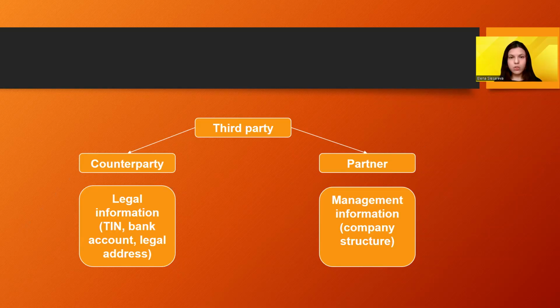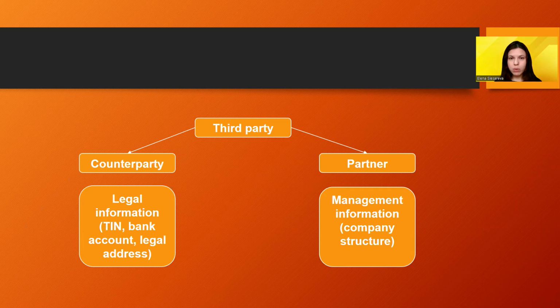Any third party of the company can be registered in two different ways, as a counterparty or as a partner. Let's talk about the differences between them. The counterparties catalog contains the regulated information about the third party. For example, the taxpayer identification number, bank accounts, legal address, and so on. So basically, we can say that one counterparty is one legal entity.